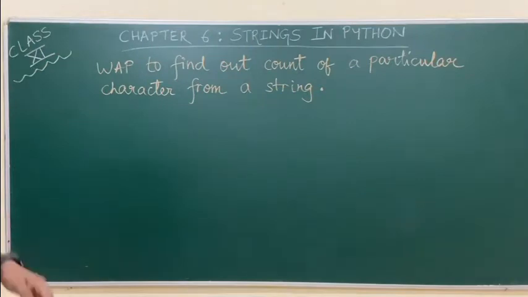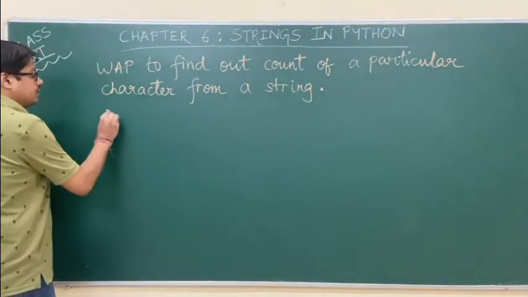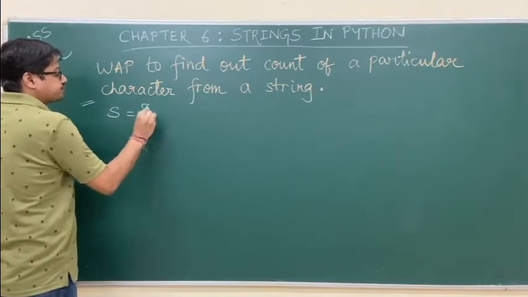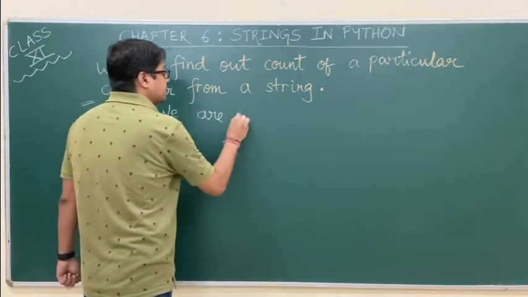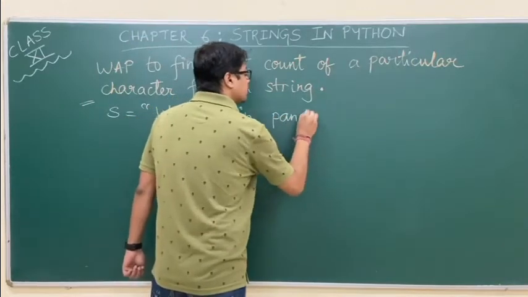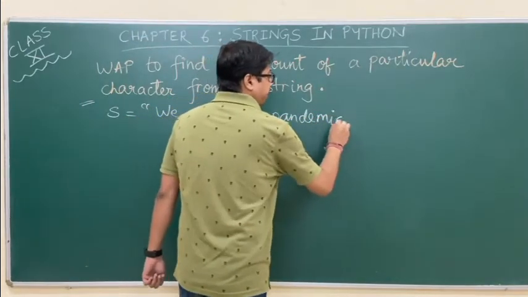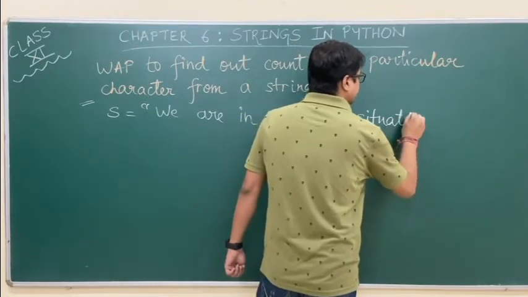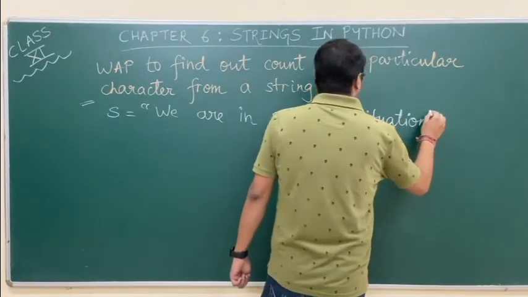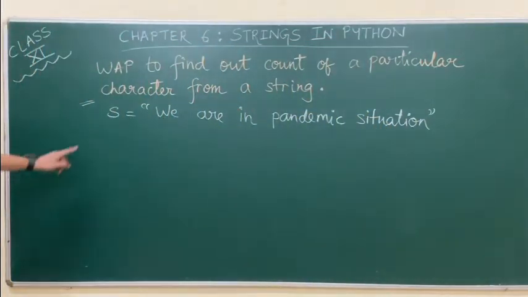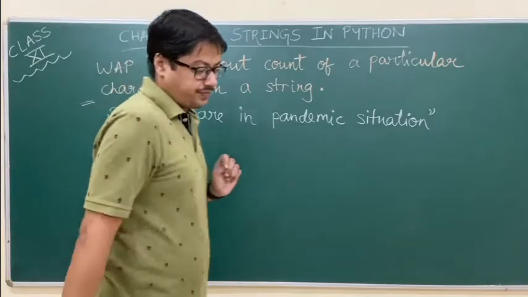Okay, so not an issue. Let us take the string. I am starting the program from here. s equal to "We are in pandemic situation." Correct? So this is our original string.